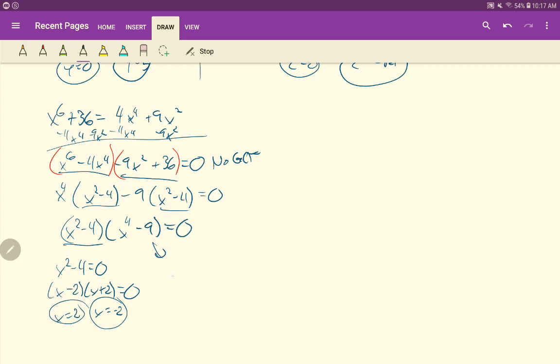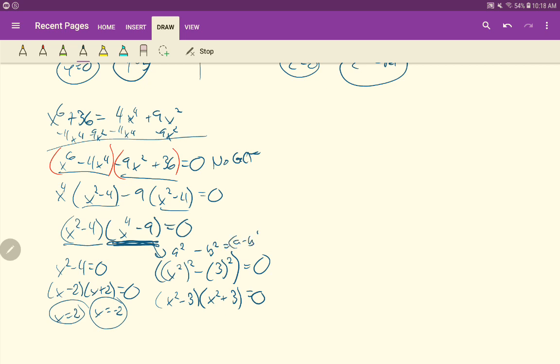Okay, for this one, x to the 4th minus 9, that is not quadratic, but it could factor like a quadratic. This is also a difference of squares. Think about it this way: you have x squared, squared, which is the same thing as x to the 4th, minus 9, which is really 3 squared. So this would factor to x squared minus 3 and x squared plus 3. We have a squared minus b squared here, which factors to a minus b, a plus b, and your a and your b are the x squared and the 3 there.